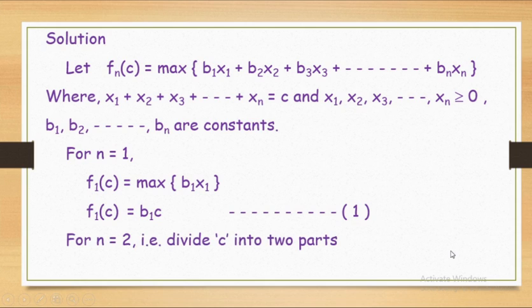For n is equal to 2, that is, divide c into two parts. Let x2 is equal to z and x1 is equal to c minus z. These are the two parts. One is x1, the other is x2. x2 is equal to z and x1 is obviously c minus z.